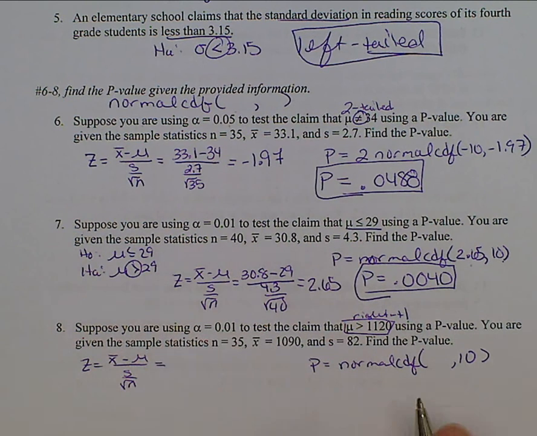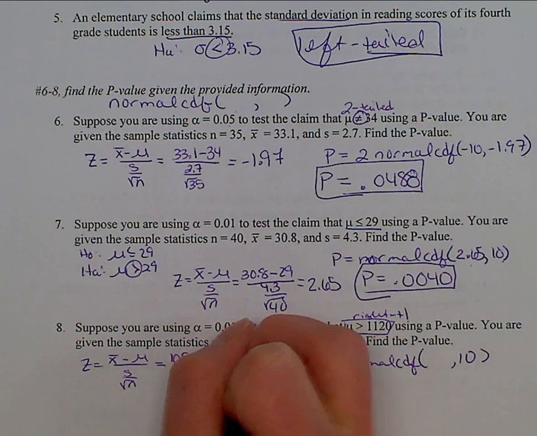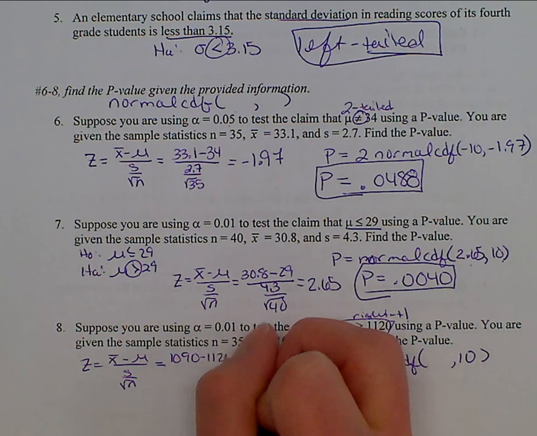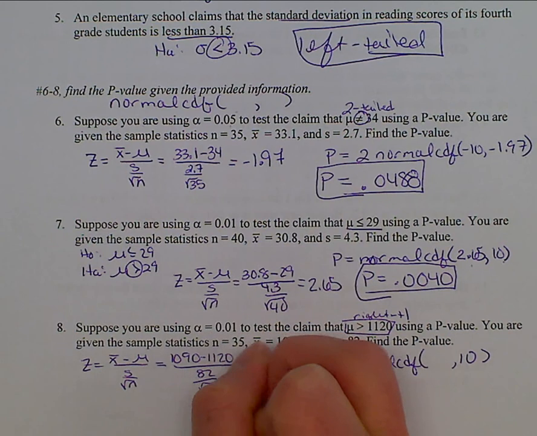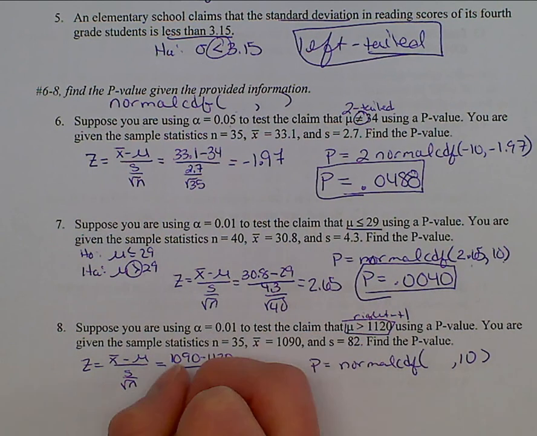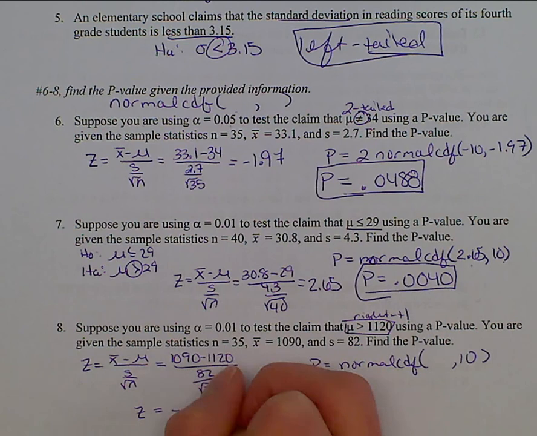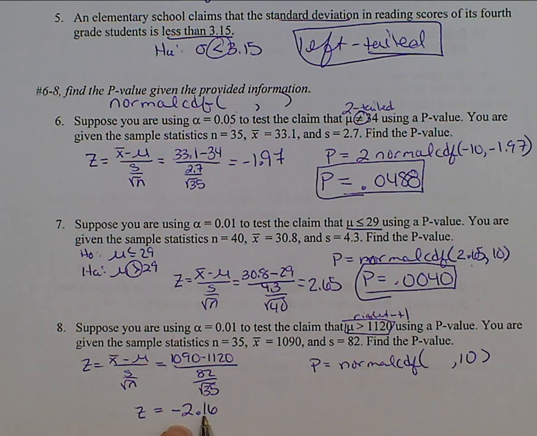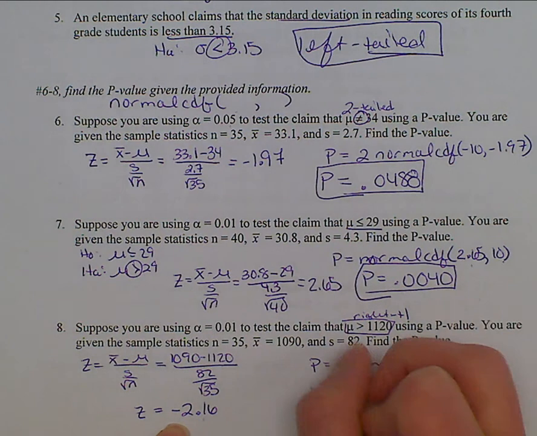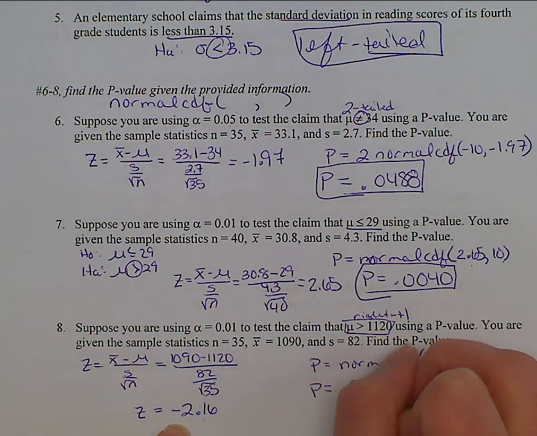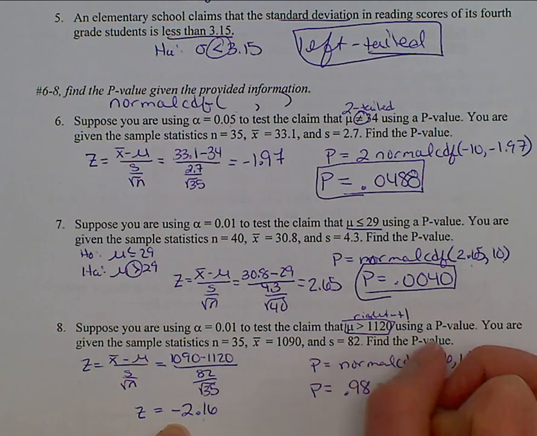Let's see, x bar is 1,090, mu will be 1,020, s is 82, and n is 35. So we get that z, our test statistic, is negative 2.16. Now, even though this is a negative test statistic, we still have a right-tailed test. We are finding the area to the right of this. This just gives us a larger p-value, and our p-value is 0.9846.